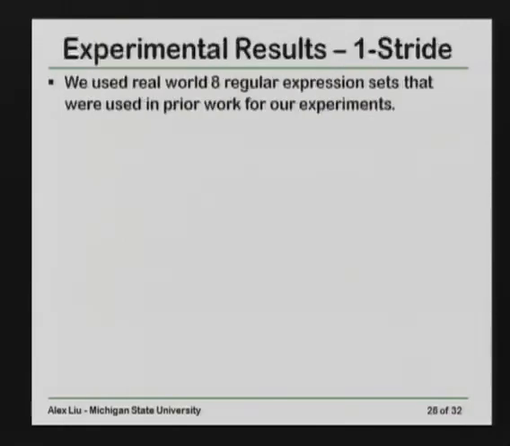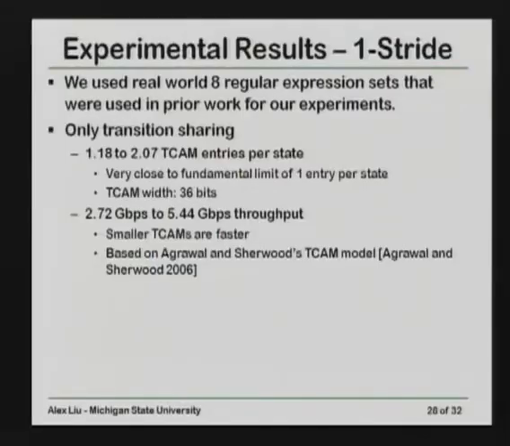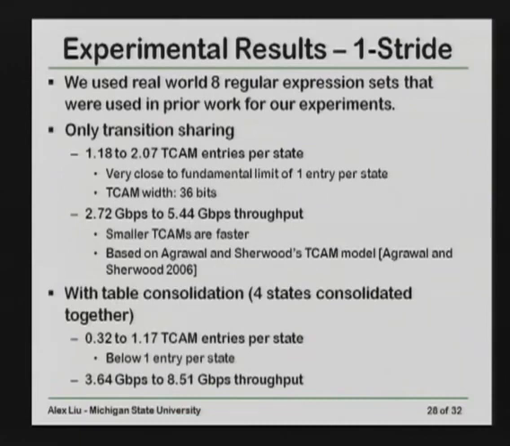So let me show you some of our experimental results. For one stride, we use four regular expression sets that were used in previous work in our experiments. With only transition sharing, we can achieve 1.18 to 2.07 TCAM entries per state. And with table consolidation, we can even bring the number of entries per state below 1, less than 1.